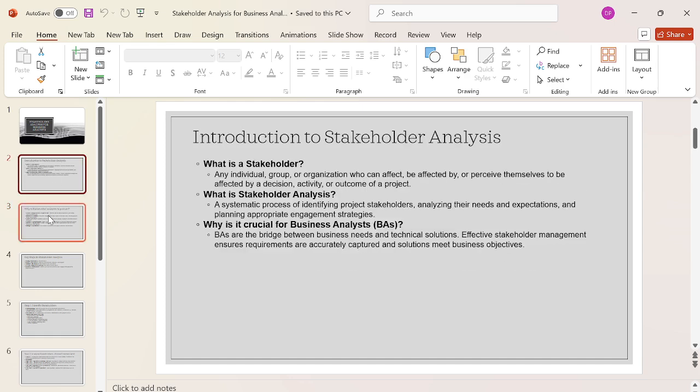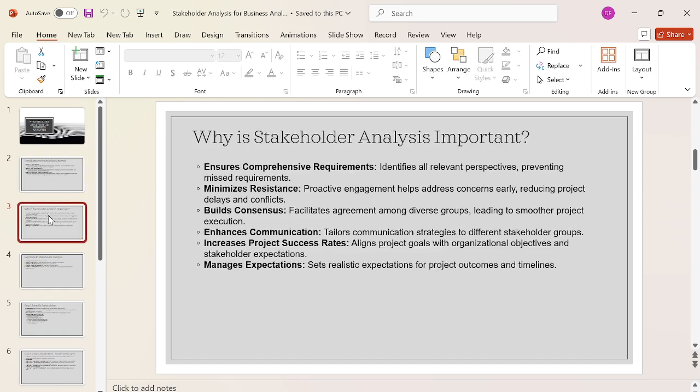And then why is stakeholder analysis important for the business analyst? It ensures comprehensive requirements. There are a number of stakeholders who will give you requirements, but you need to identify all the relevant perspectives and missing requirements, and identify the right person to give you the right requirement at the right time, the right developer who does the right development, and the right tester who tests in an appropriate way, as the business expects. So that's the important thing.